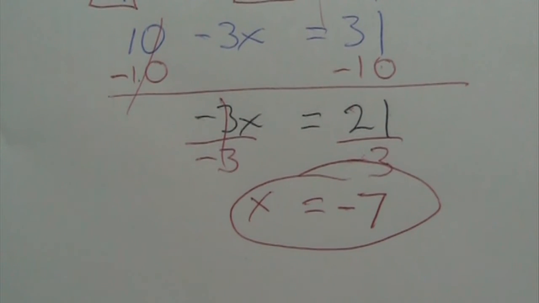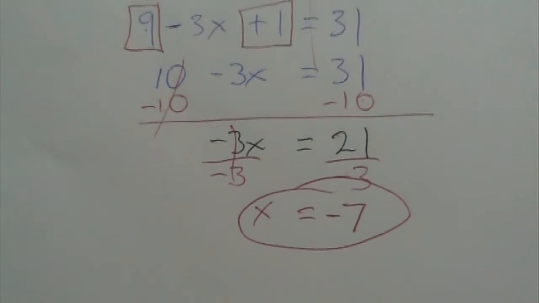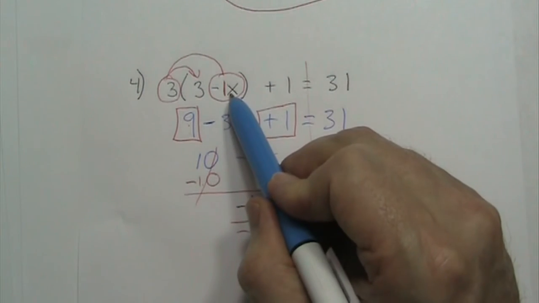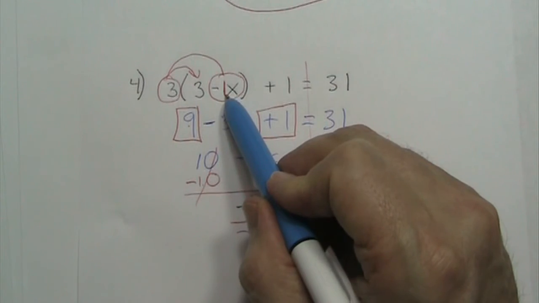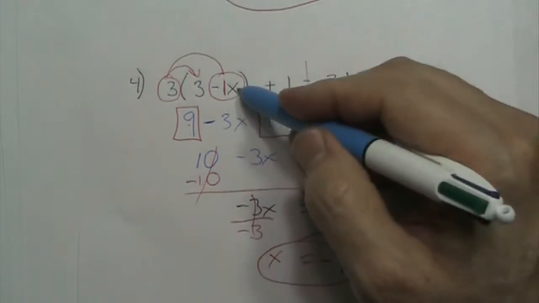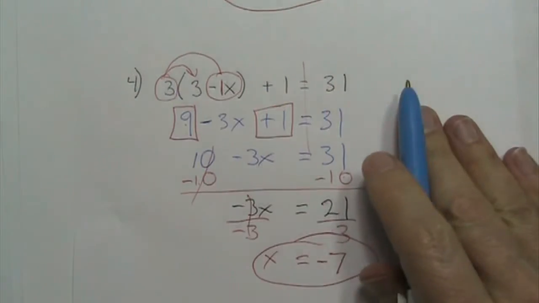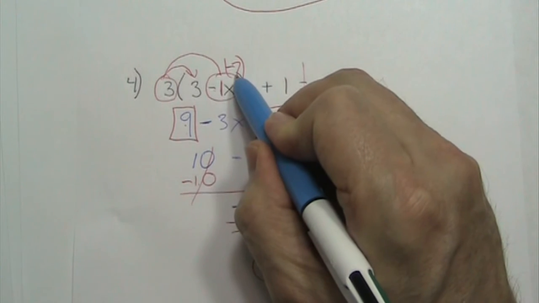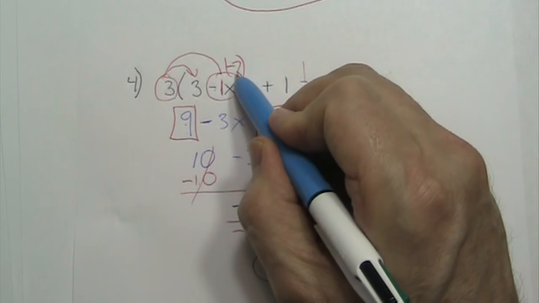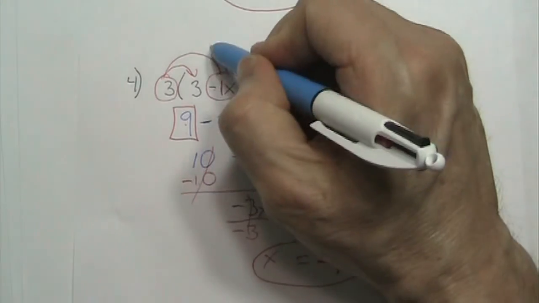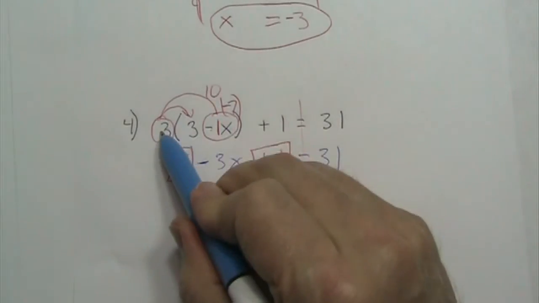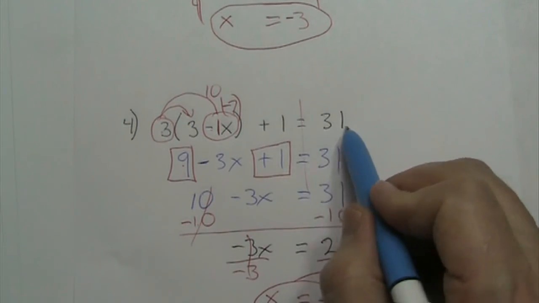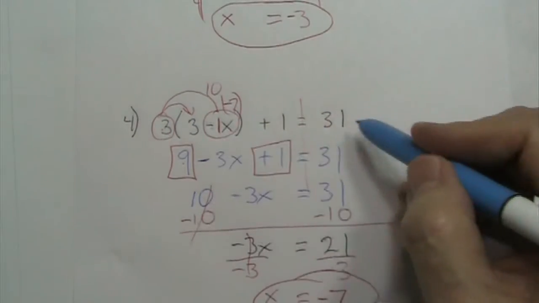To check this, all you have to do is take -7 and put it in here, right? Substitute it for the x and see if it works. I'll skip that part for you. Well, wait, let's check. If I put -7 in there, -1 and -7 makes +7. +7 and 3 makes 10. 10 and 3 makes 30. 30 and 1 makes 31. It equals the right side. The left side equals the right side. We are correct.